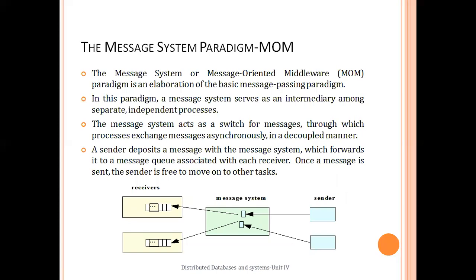The next model is the message system paradigm, or we can say message-oriented middleware. In this model, there will be two nodes or two machines, one is the receiver, one is the sender. In between the receiver and sender, one message system will be there which will act as a mediator or an interface between them. Whenever a sender wants to send a message, the sender will deposit the message in this message system. Now this message system will hold the message in a queue, so whenever the receiver is free to read, it will read the message.